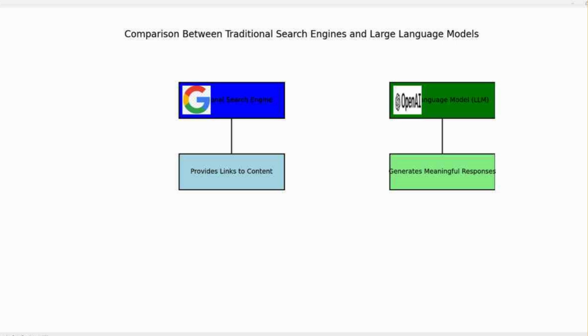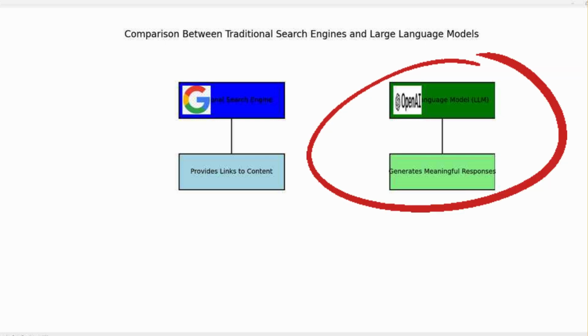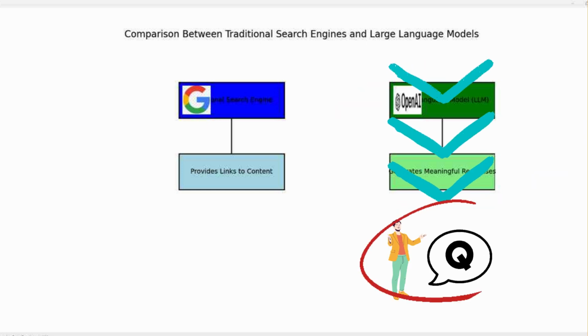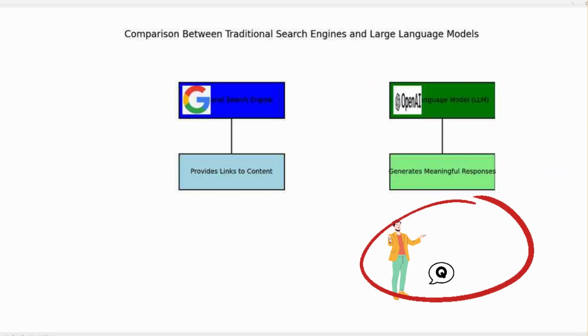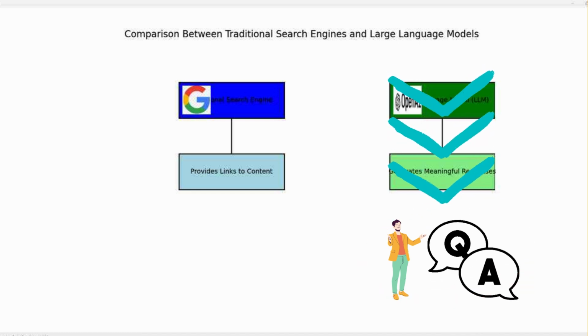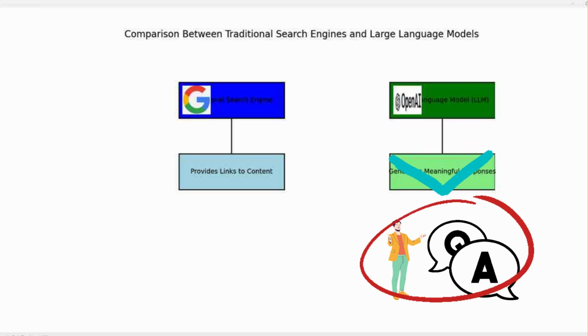Now, on the right, we see a large language model, such as OpenAI's model. Unlike traditional search engines, LLMs go beyond simply offering links. They can synthesize information from multiple sources and generate meaningful responses directly. This means that instead of pointing you to a web page, the LLM can provide a coherent, human-like answer, pulling from its training data, to give you the insights you need without extra searching.